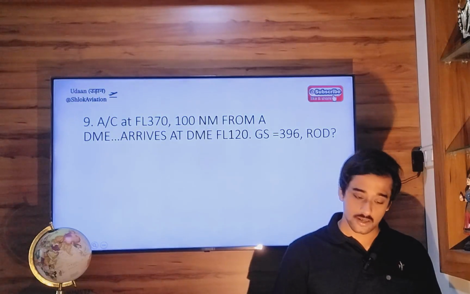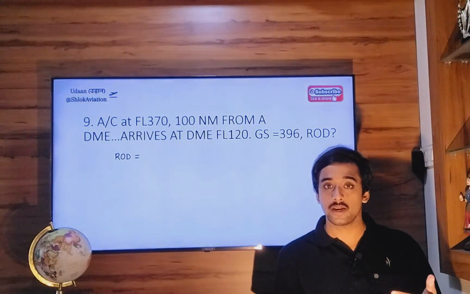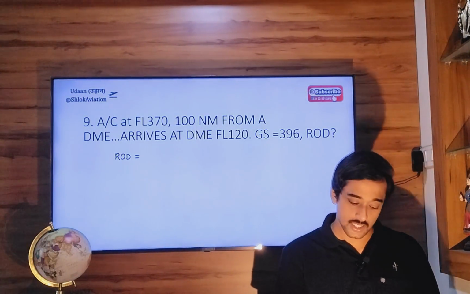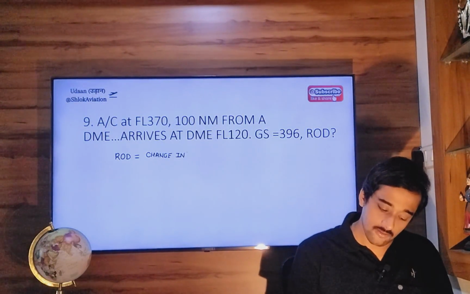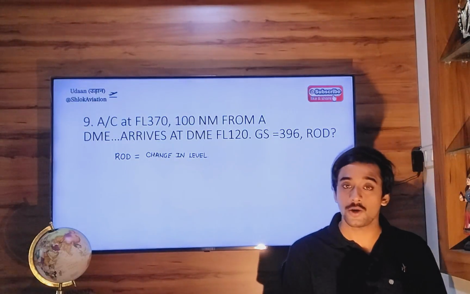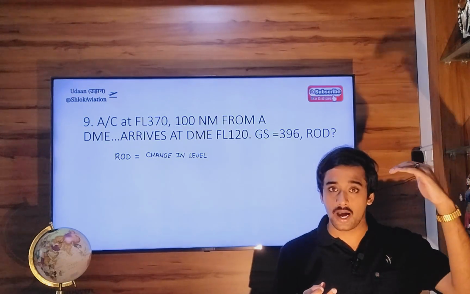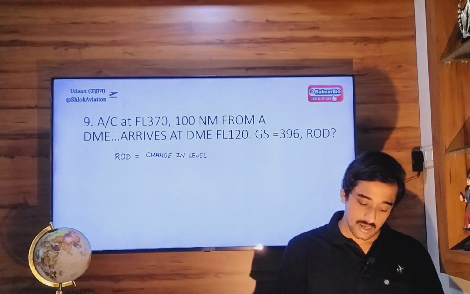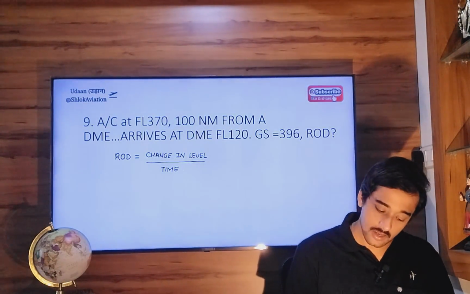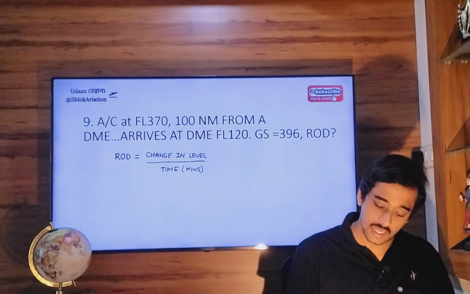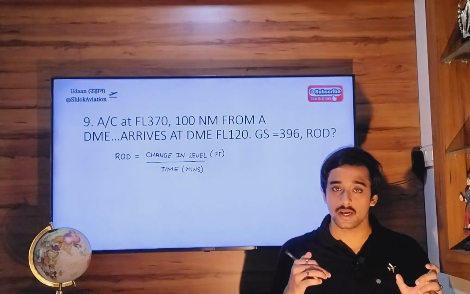What is the rate of descent? So rate of descent equals how many feet you are going to descend, that is the change in your vertical distance, change in level, from descending from a higher level to a lower level, divided by time in minutes. The change in levels will be in terms of feet. So the final unit will be rate of descent equals feet per minute.